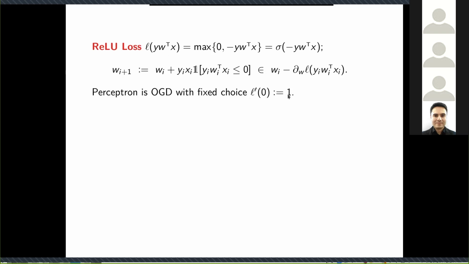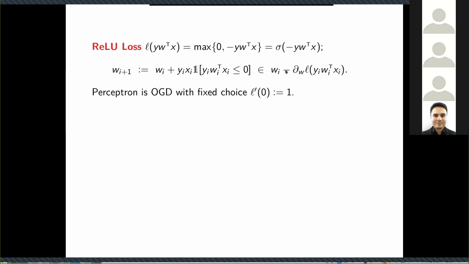Okay, so let me just be a little bit pedantic here. This loss function is non-differentiable. At 0, the algorithm has to make a choice. What's the subgradient it chooses? And this algorithm forces you, by its definition, its classical 1950s definition, to use the one subgradient.